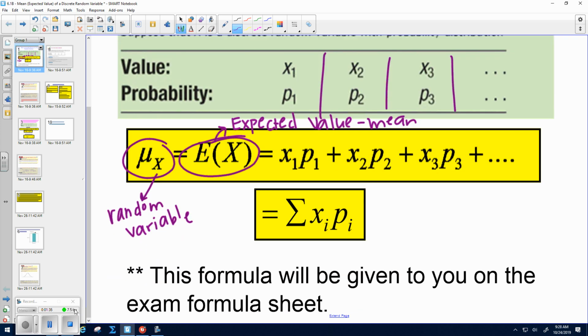So I'm just taking a little break here. Okay, this next one is what's on your formula sheet. This says the sum of every data point times its probability. That's what's given to you on the AP exam. It will not tell you what this is for, so you need to know this is when you have a table with values and probabilities, which is called a discrete random variable. If you see those tables, you probably need to do this.